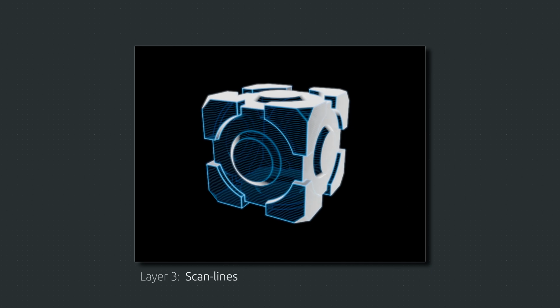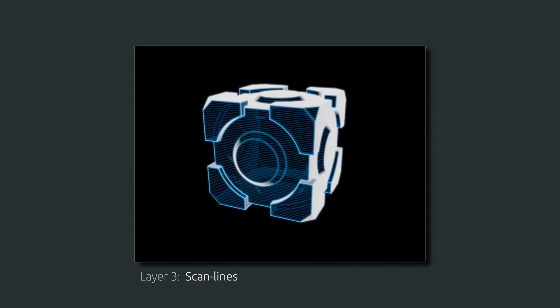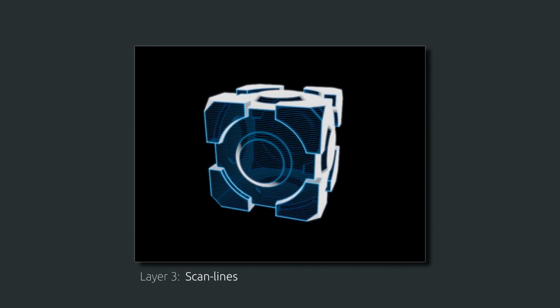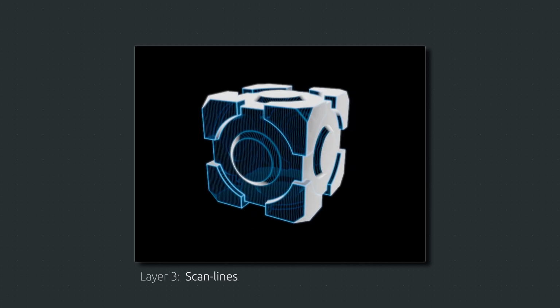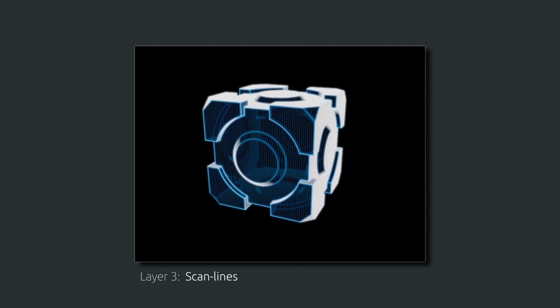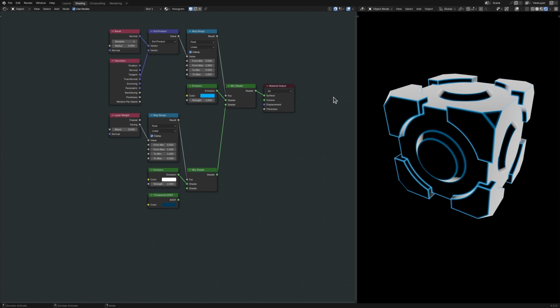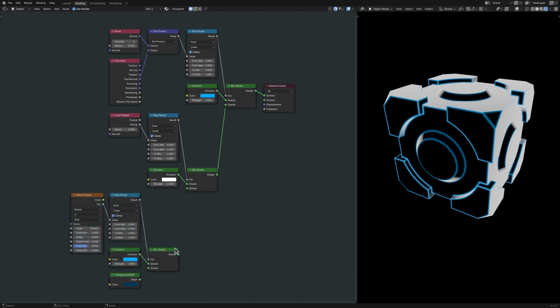The third and final layer of our hologram effect is in the form of scan lines, either horizontal or vertical, which help define the shape of the object in space. These scan lines appear the moment we connect this third branch to the previous node tree.